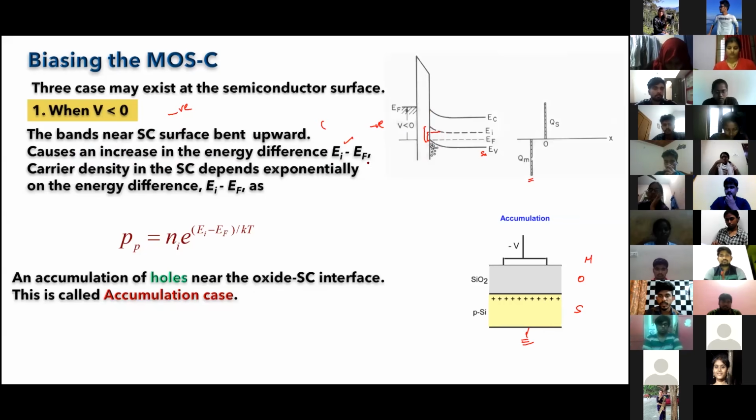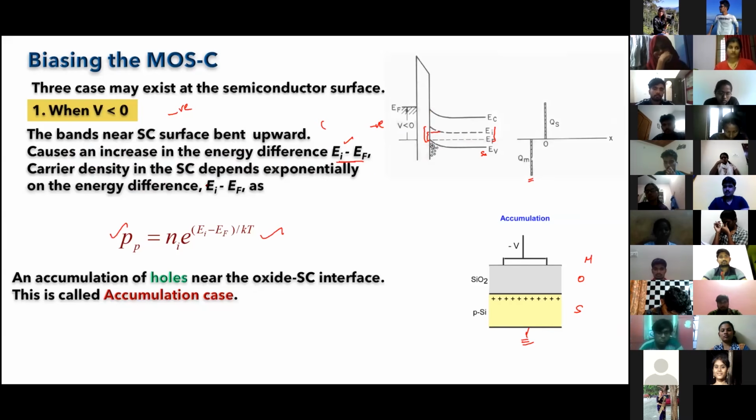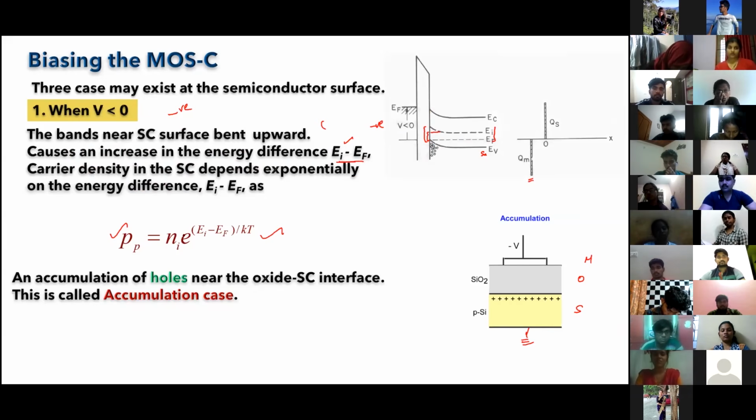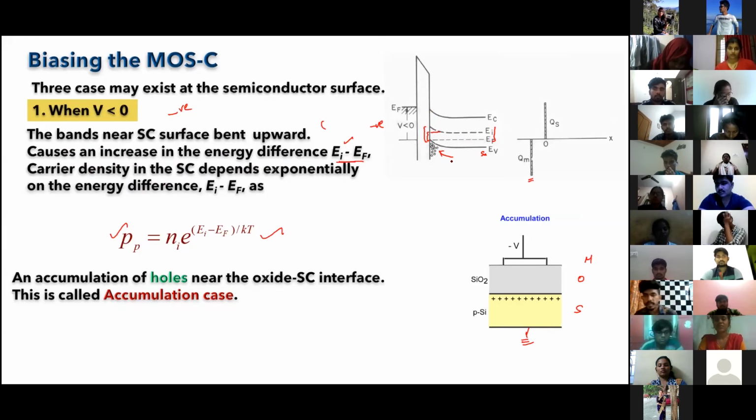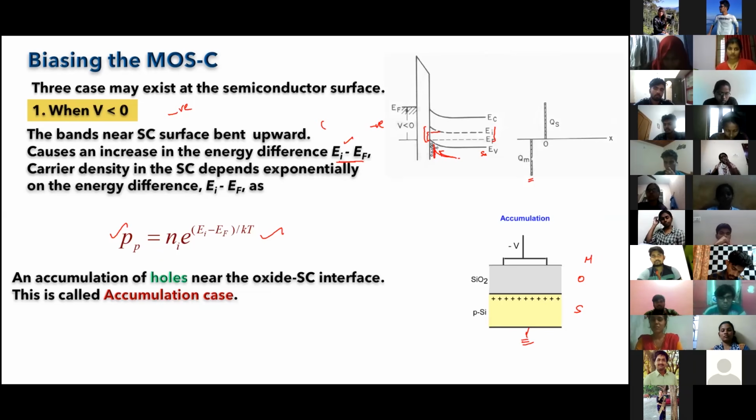Because of the band bending, it causes an increase in the energy difference EI minus EF, and carrier density in the semiconductor depends exponentially on this energy difference. This is the carrier density in the P-side silicon, which depends on this difference. When this increases and your carrier concentration increases, it means a lot of holes, because positive charges are the main carriers in P-type silicon, and they come and accumulate at the interface. So that is why you get equivalently the charges accumulated at the oxide interface here.